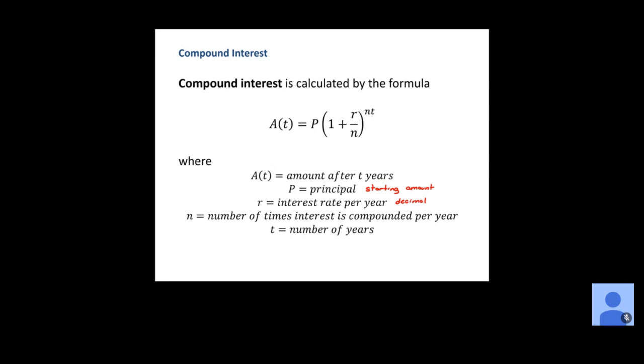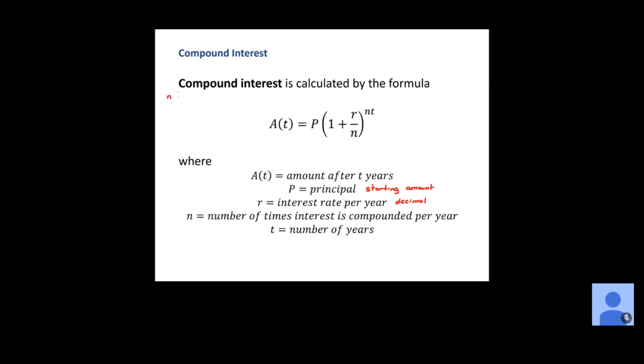n is the number of times that we're compounding our interest per year. So there's going to be some keywords that we have to look for here to know what that n value is, and we're going to go through what some of those could be. And then t is always measured in years for this formula. Okay, so that's always going to be the number of years. Now let's think about our n value and what some of those keywords could be.